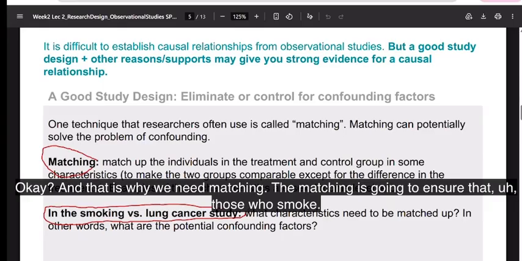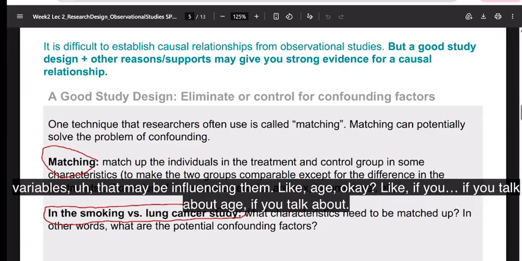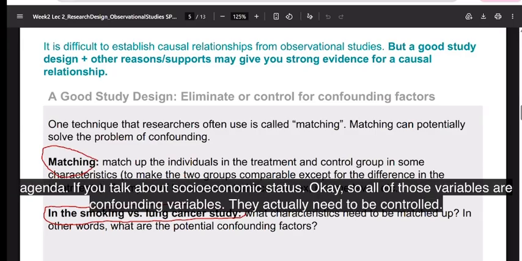The matching is going to ensure that, for those who smoke and those who do not smoke, the only difference between them is the fact that some smoke and some did not. We actually want to control other potential variables that may be influencing them, like age, gender, and socioeconomic status. All of those variables are confounding variables. They actually need to be controlled.